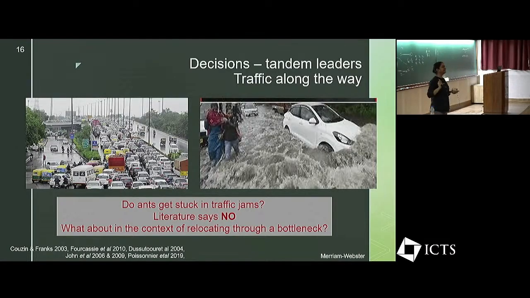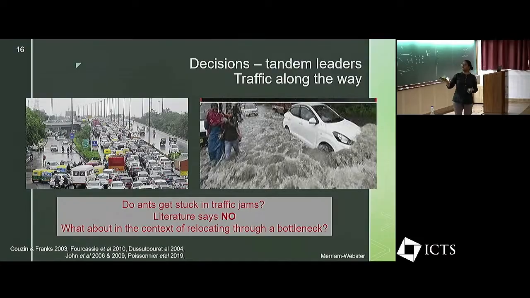Okay, I will take a few extra minutes to go through the second component of this, which is that ants, according to literature, do not get stuck in traffic jams. They make chemical trails and they're walking up and down in great numbers with great efficiency with no traffic jams. That is what literature suggests.